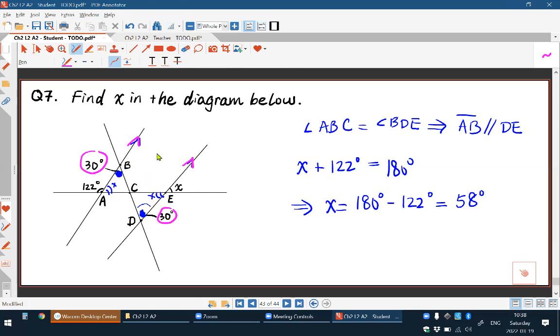So as you can see here, these two angles are used to prove this line is parallel to this line. And after that, if you have already proved this line is parallel to this line, then you can use a property theorem to find any angle that is related to x. So these are two different processes. Any questions? No. Okay. All right, next one.